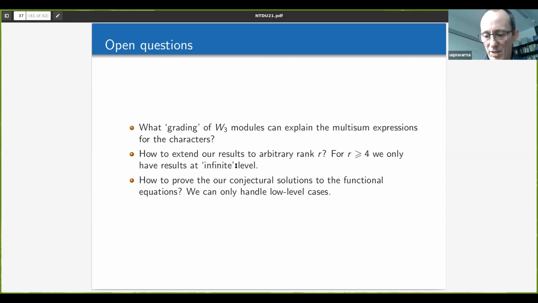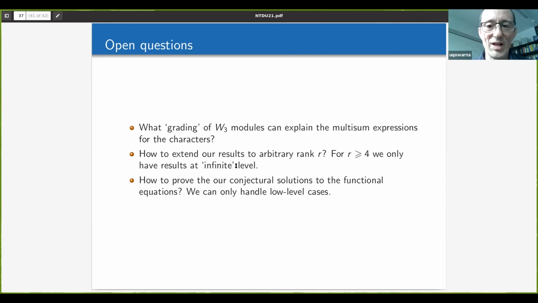As I said, these Eulerian sums usually imply some grading of these representations. And in the case of affine SL2, this is known as the principal Heisenberg subalgebra that underlies what's going on. So we have some representation theoretic understanding of these Eulerian forms. For W3, it's still very unclear what this is telling us.